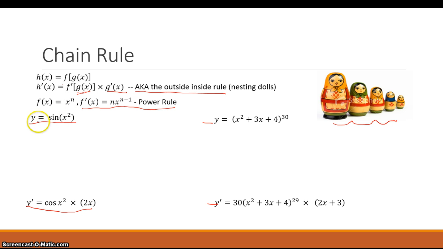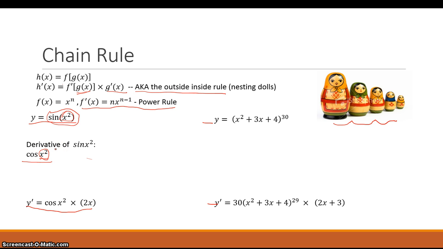In this case, you've got y is equal to sine of x squared. As far as the chain rule goes, you're going to take the derivative of the outside, then you're going to have to take the derivative of the inside. The outside is just the sine function, and the inside is just x squared. So the derivative of the outside, sine of x squared, leaving the inside alone, is just the cosine of x squared.